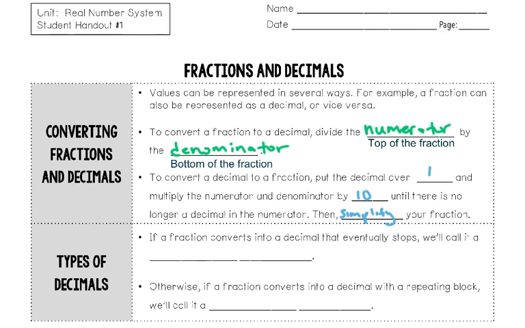Now we're going to look at what types of decimals we have. This is just vocabulary. It says if a fraction converts into a decimal that eventually stops, we'll call it a terminating decimal. If you've ever seen the movie The Terminator, he will end you. He's the scary Arnold Schwarzenegger guy. I will end you. That's what I always think of. If there's a decimal that ends, we'll call it a terminating decimal.